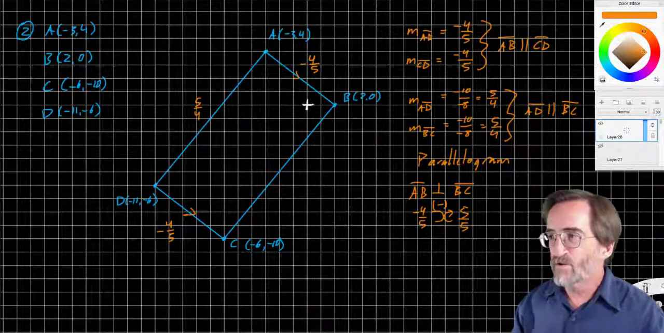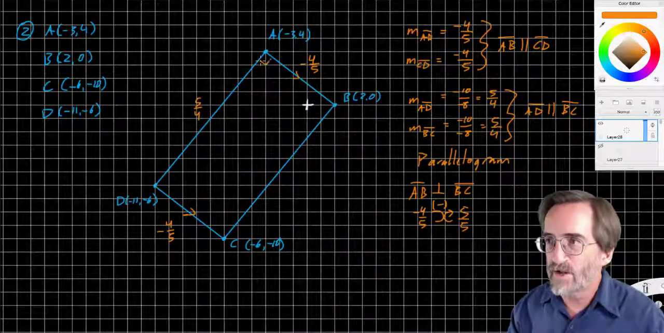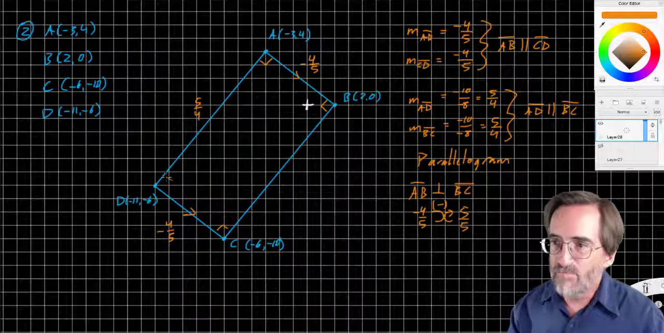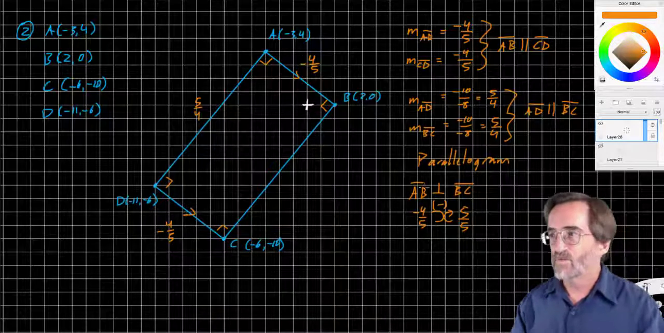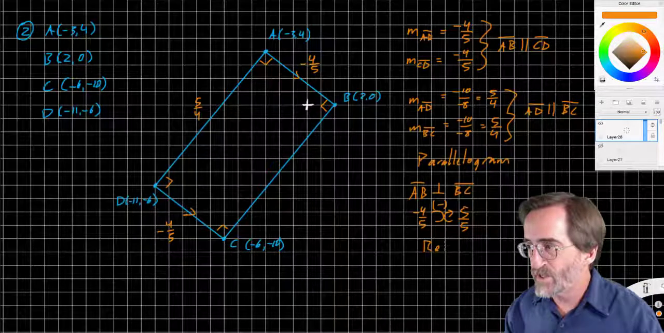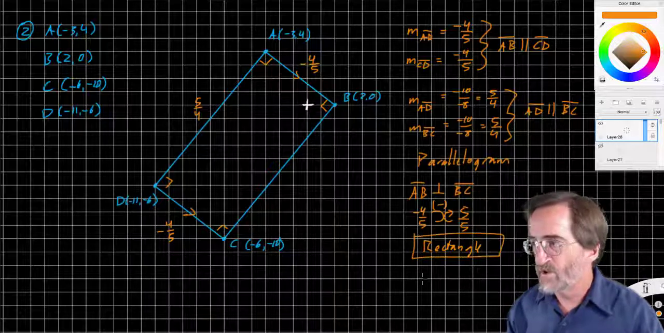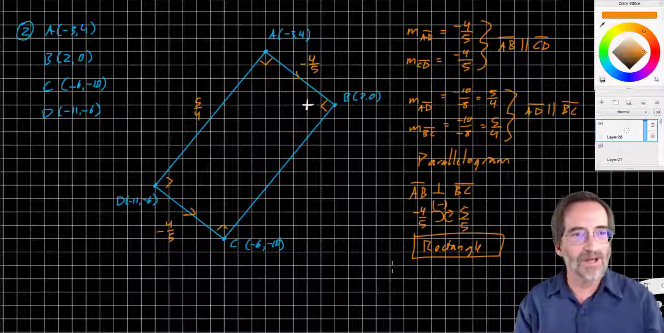Also, I could go through all the other angles as well. They're all right angles. So 4 right angles makes it a rectangle. So rectangle is the best answer as to what this is. Yes, it's a parallelogram, but more restrictively, it's a rectangle. All right, I hope that helps.